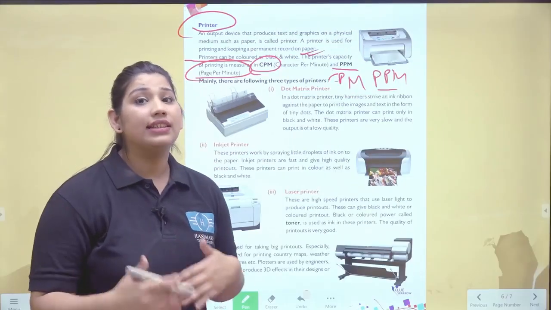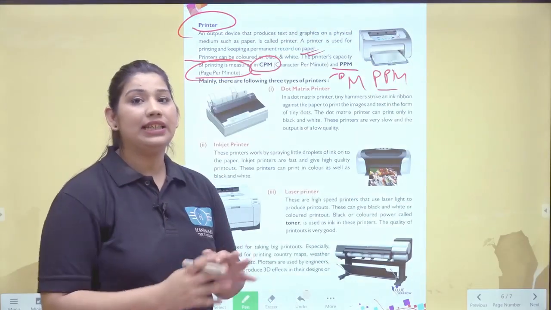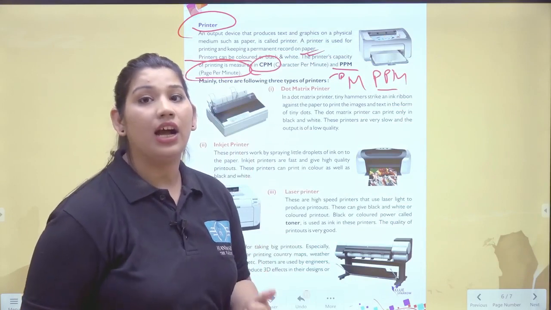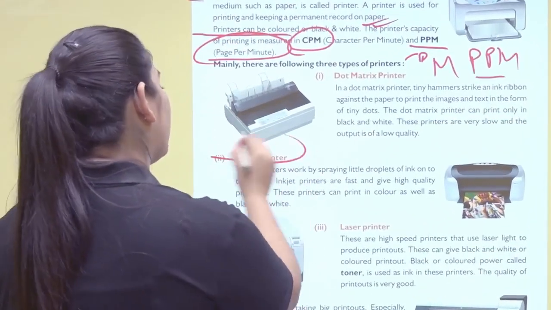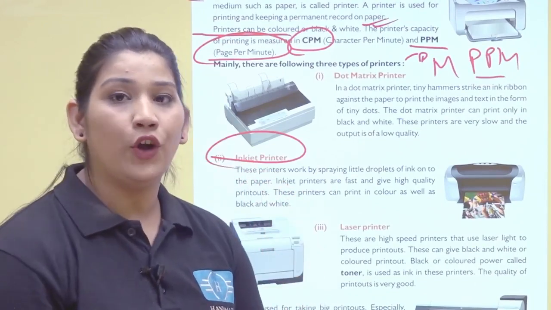Let us understand the types of printer. There are mainly three types of printer. They are dot matrix printer, laser printer and inkjet printer. We will understand all three of them in detail.